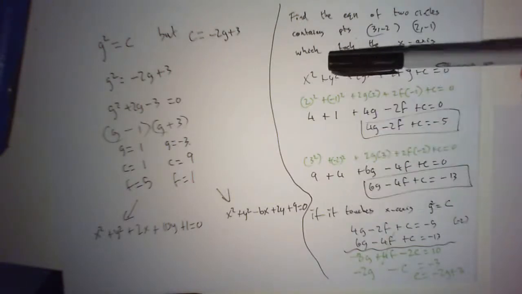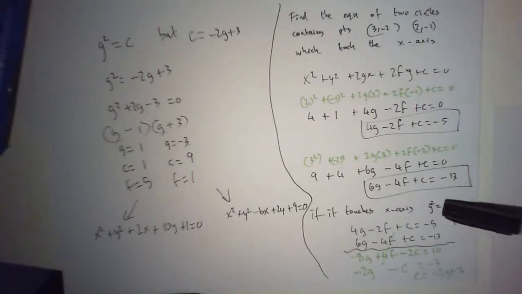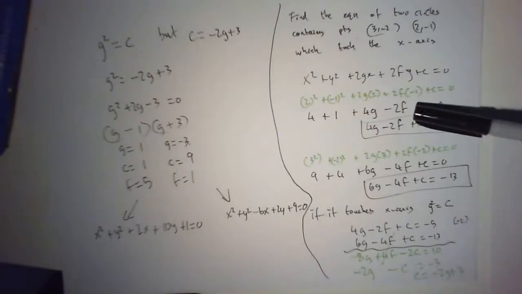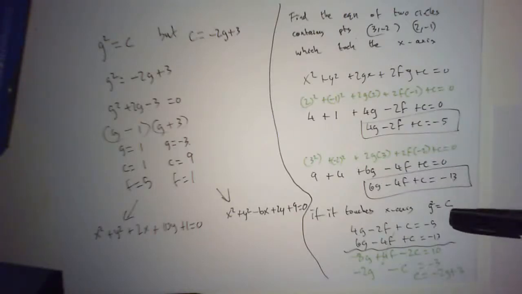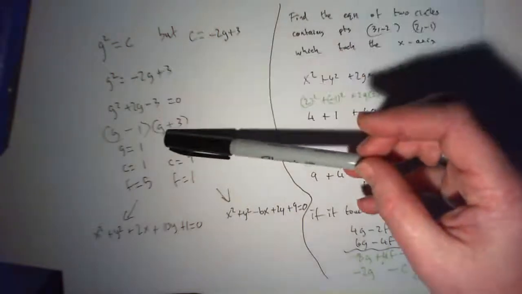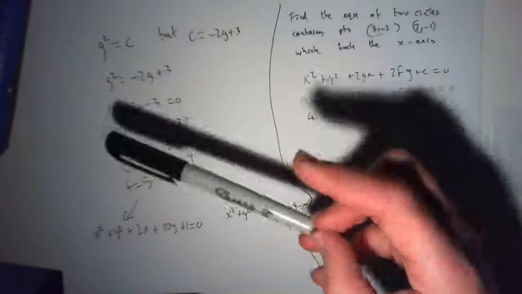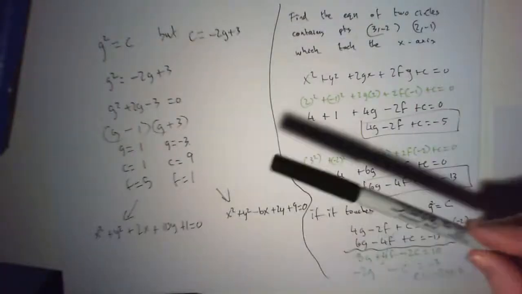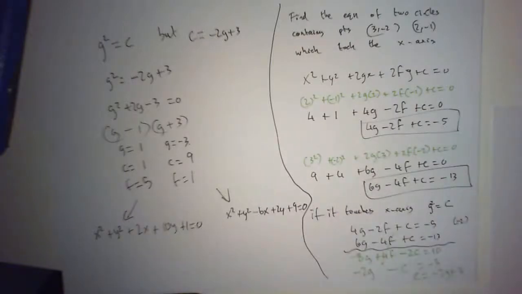And that other piece of information is the fact that you've got the x-axis touching, which gives you this expression. So suddenly you've got this. That means if you can cancel the F, you can get C in terms of G, sub it in, which is what we did. Solve it for the two possible G's, get the two possible C's from the expression, then get your two possible F's by subbing them back in. Then when you've got G, C, and F, you've got your general equation done.